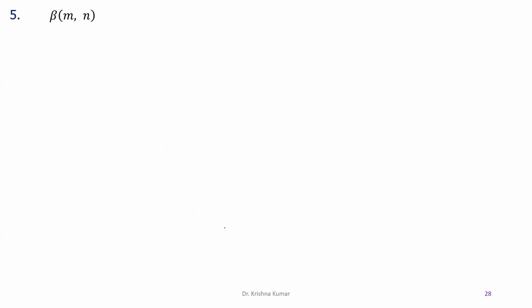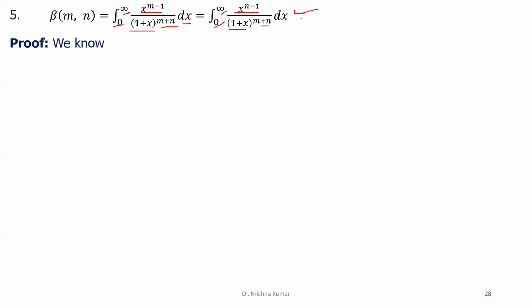Property number 5 is beta of m, n is equal to the integration of x^(m minus 1) upon (1 plus x)^(m plus n) under the limit 0 to infinity dx. That can also be written as the integration of x^(n minus 1) upon (1 plus x)^(m plus n) under the limit 0 to infinity with respect to x. So let us try to prove this result also.